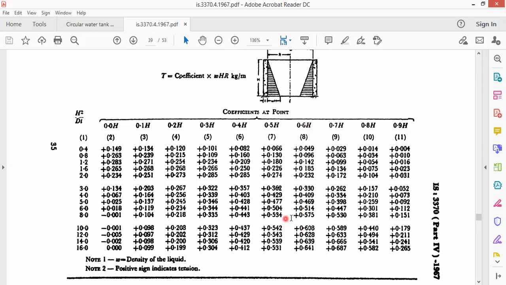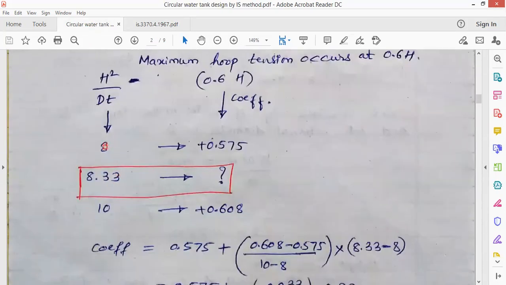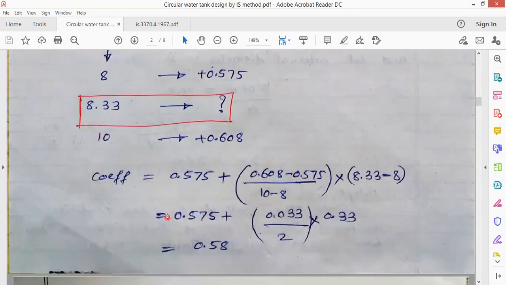So for 8 this value is 0.575, and for 10 it is 0.608. So I will interpolate between these two to obtain the value of the coefficient at 0.6 H for the value of 8.33. So I will write here, for 8 we have 0.575, for 10 we have 0.608. For h square by dt equal to 8.33, what is the coefficient? So by interpolation I will obtain the coefficient.